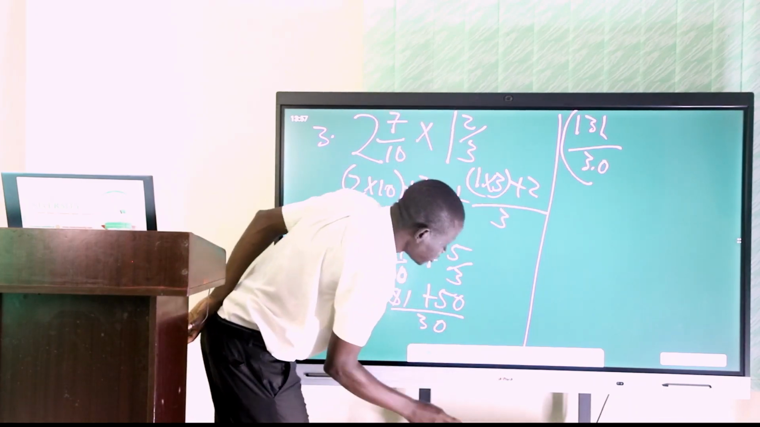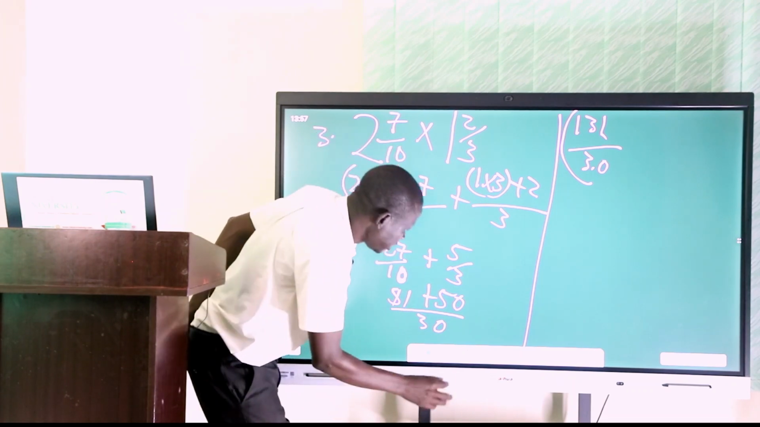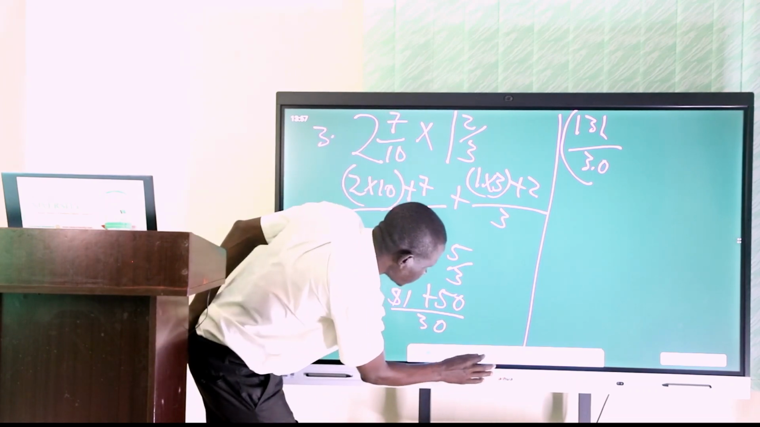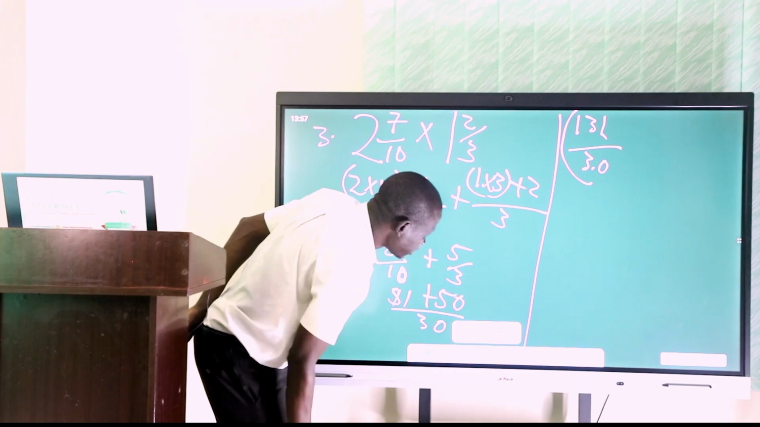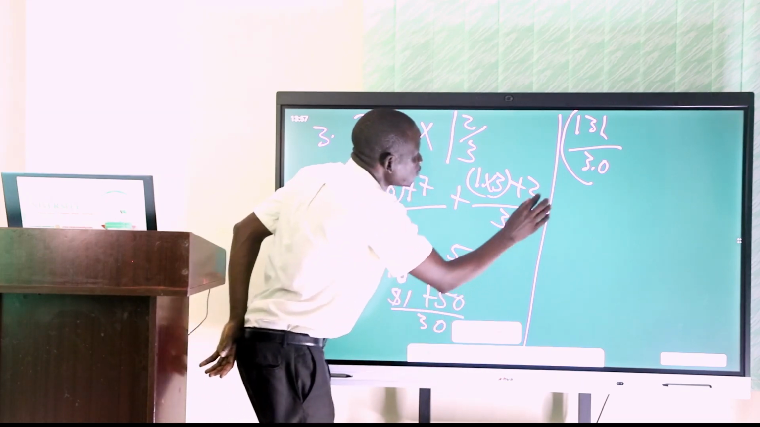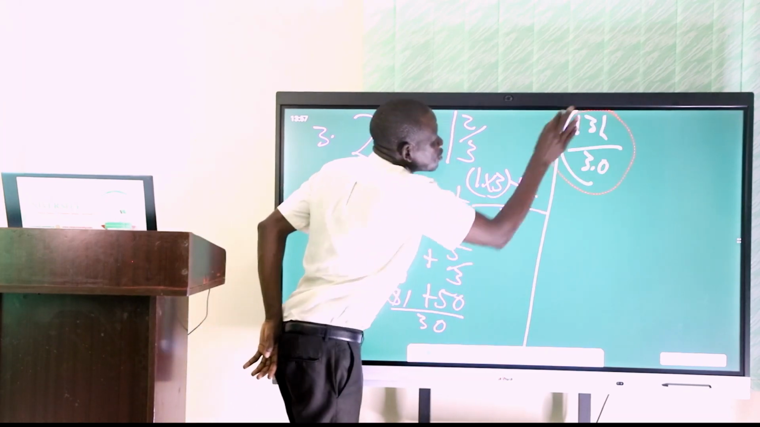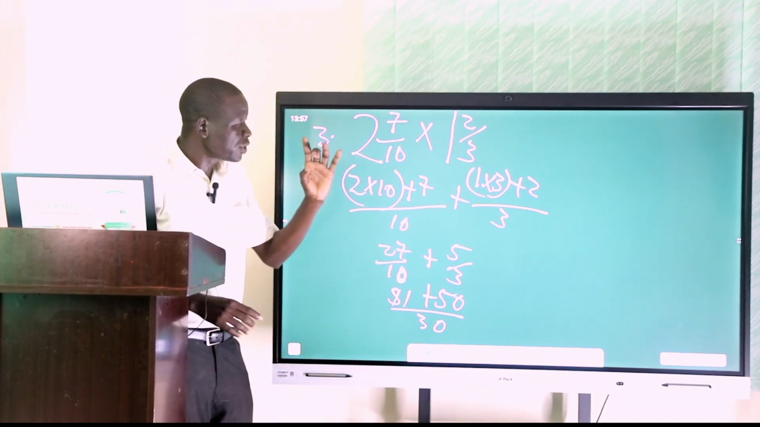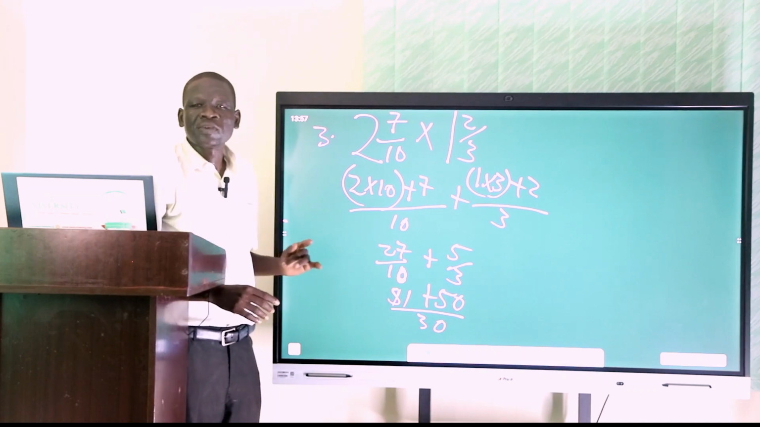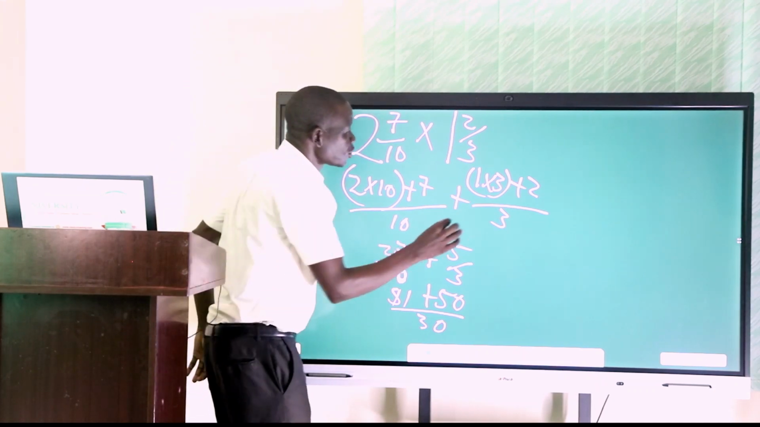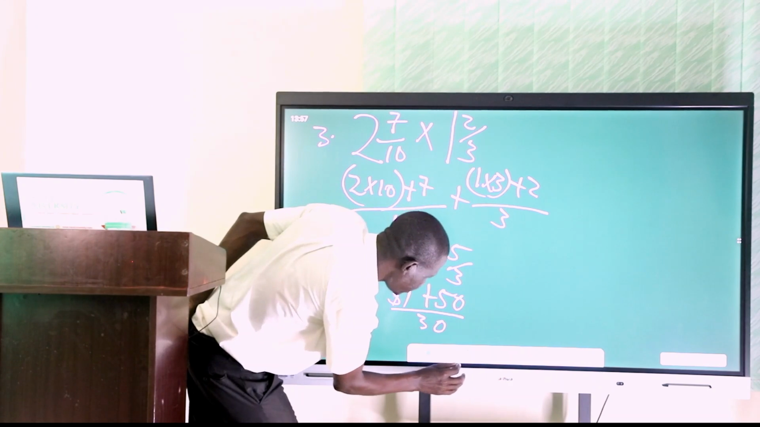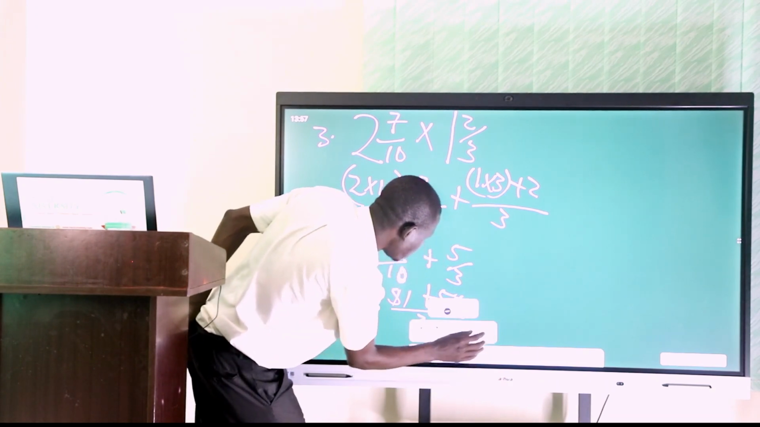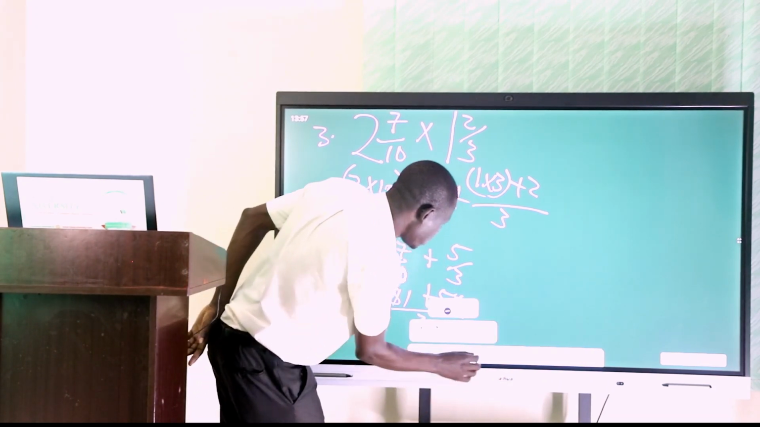So 131 over 30. We cannot leave that one in that form. Why? Because the numerator is bigger than the denominator. So we are saying we get 131.